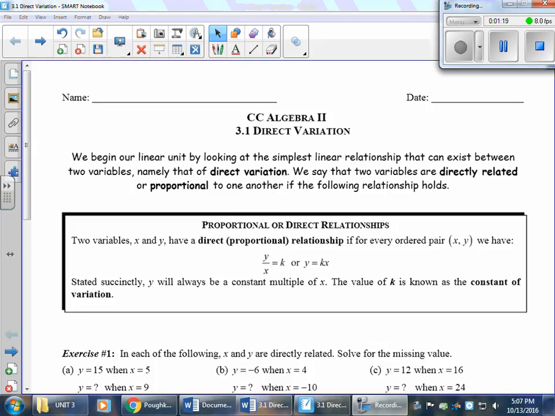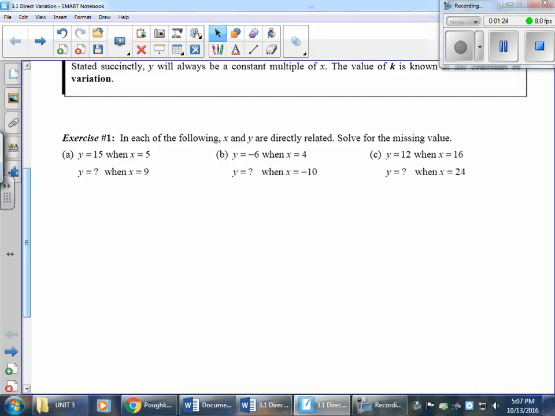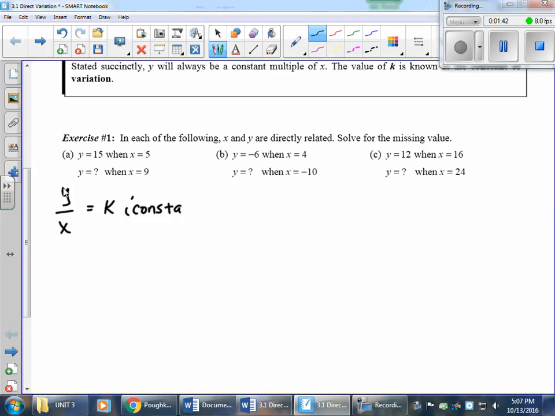So taking a look at exercise 1. In each of the following, x and y are directly related. Solve for the missing value. So we're going to remember that that relationship we just talked about was y over x. All right? So if you consider that, and I'm going to remind you that that is the constant. All right, so in this situation, I like to leave it off to the side here to remind me, y over x.